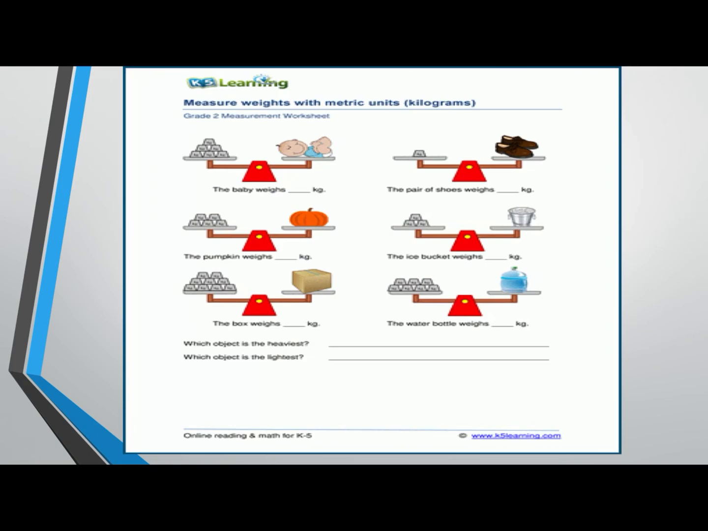Now come to another interesting exercise for you. Measure weights with the metric units, that is kilogram. The grams have been kept here, 1 kilogram. The weights are kept here. And another is a balance. One side the weights are kept and on the other side the object has been kept. You have to measure it and write what is the weight of that particular object.